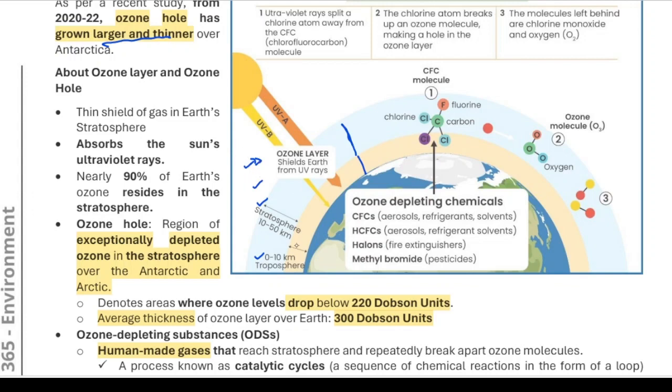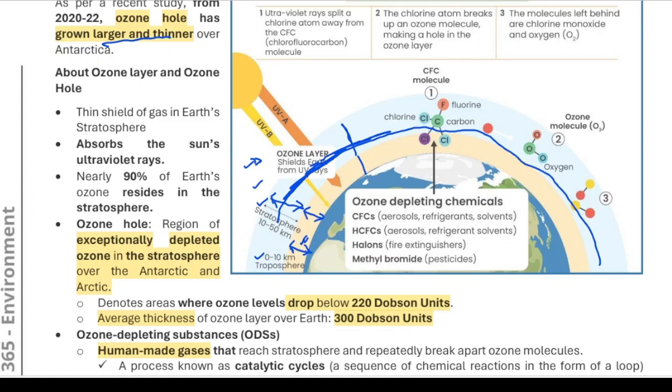In the troposphere, all the environmental actions take place, and most of the air resides in this zone only. The second zone is the stratosphere. Life forms do not exist in this layer, and it is in this layer that our ozone layer is present. So this is the ozone layer.